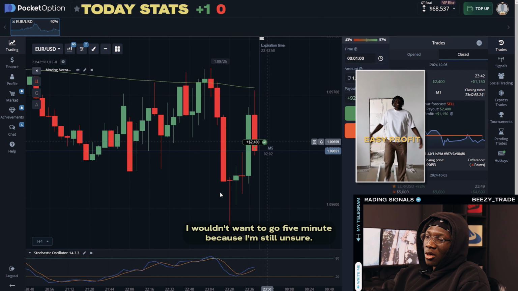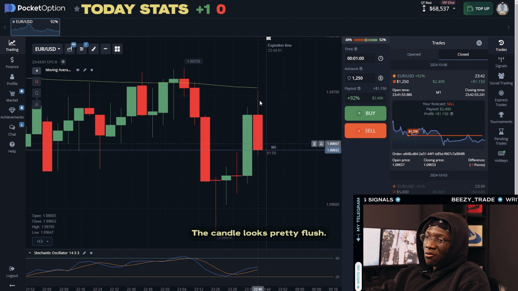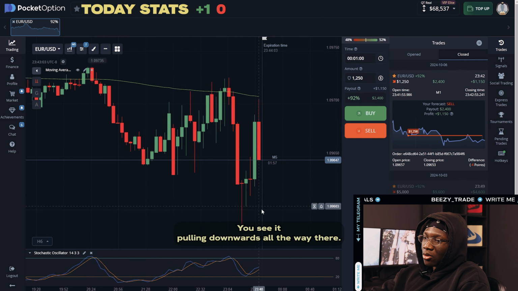I wouldn't want to go 5 minutes because I'm still unsure. The candle looks pretty flush. You see it pulling downwards all the way there.